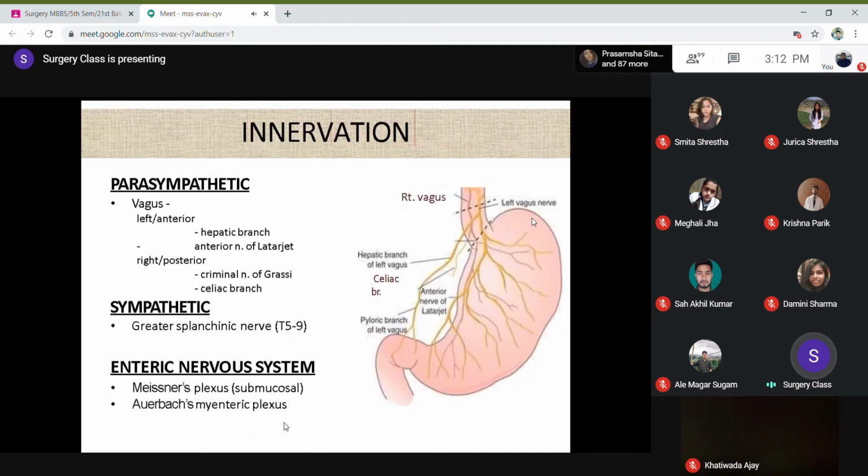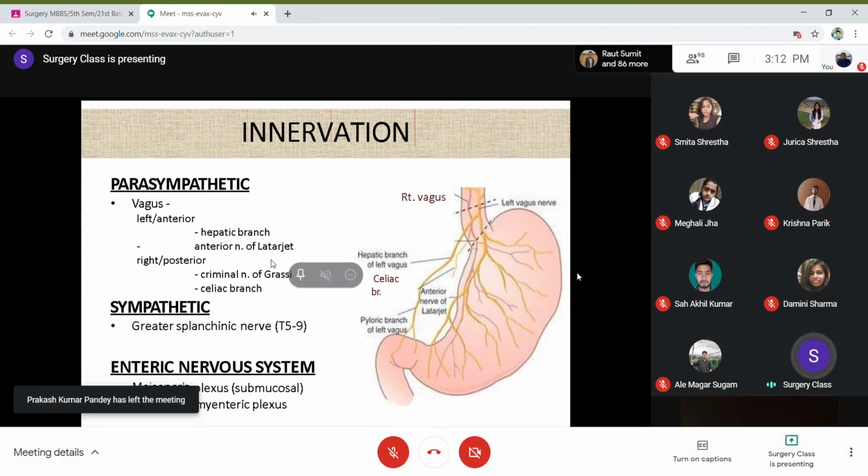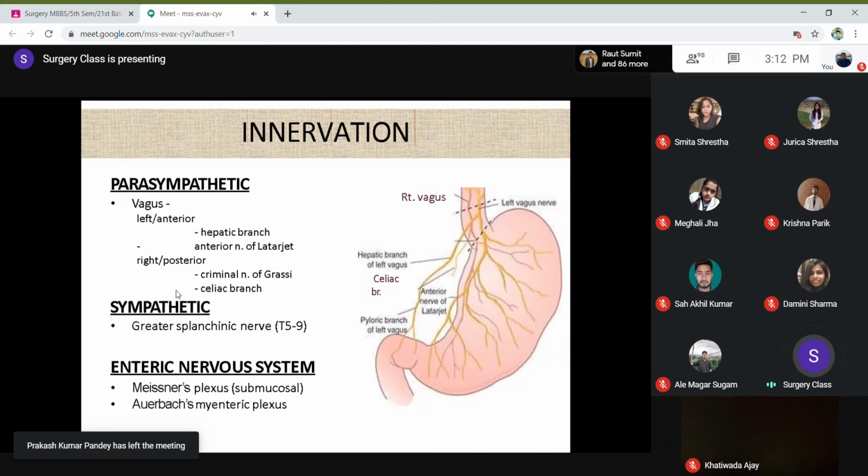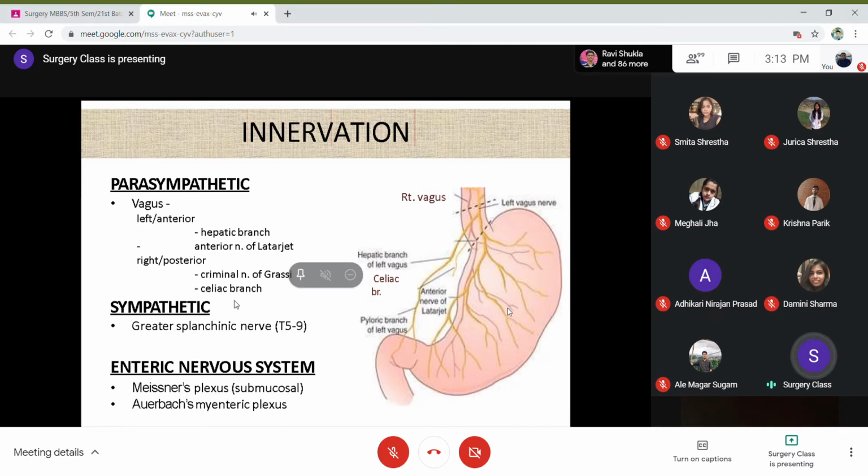If you see the nerve supply, there is sympathetic and parasympathetic. The left is the anterior and the right is the posterior. In the parasympathetic, the anterior branch will give rise to the hepatic branch and the anterior nerve of Latarjet, and the posterior will give rise to the criminal nerve of Grassi and the celiac branch.